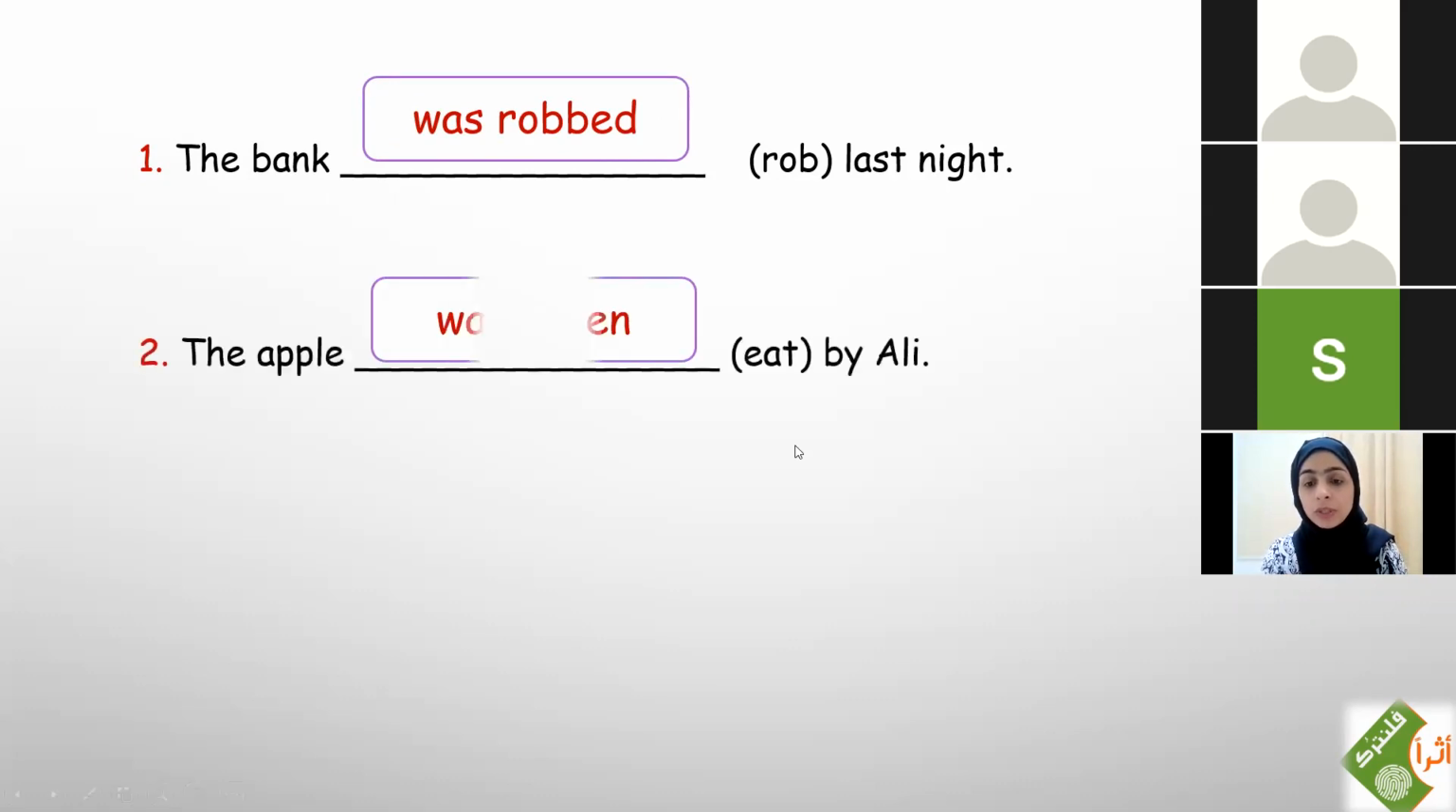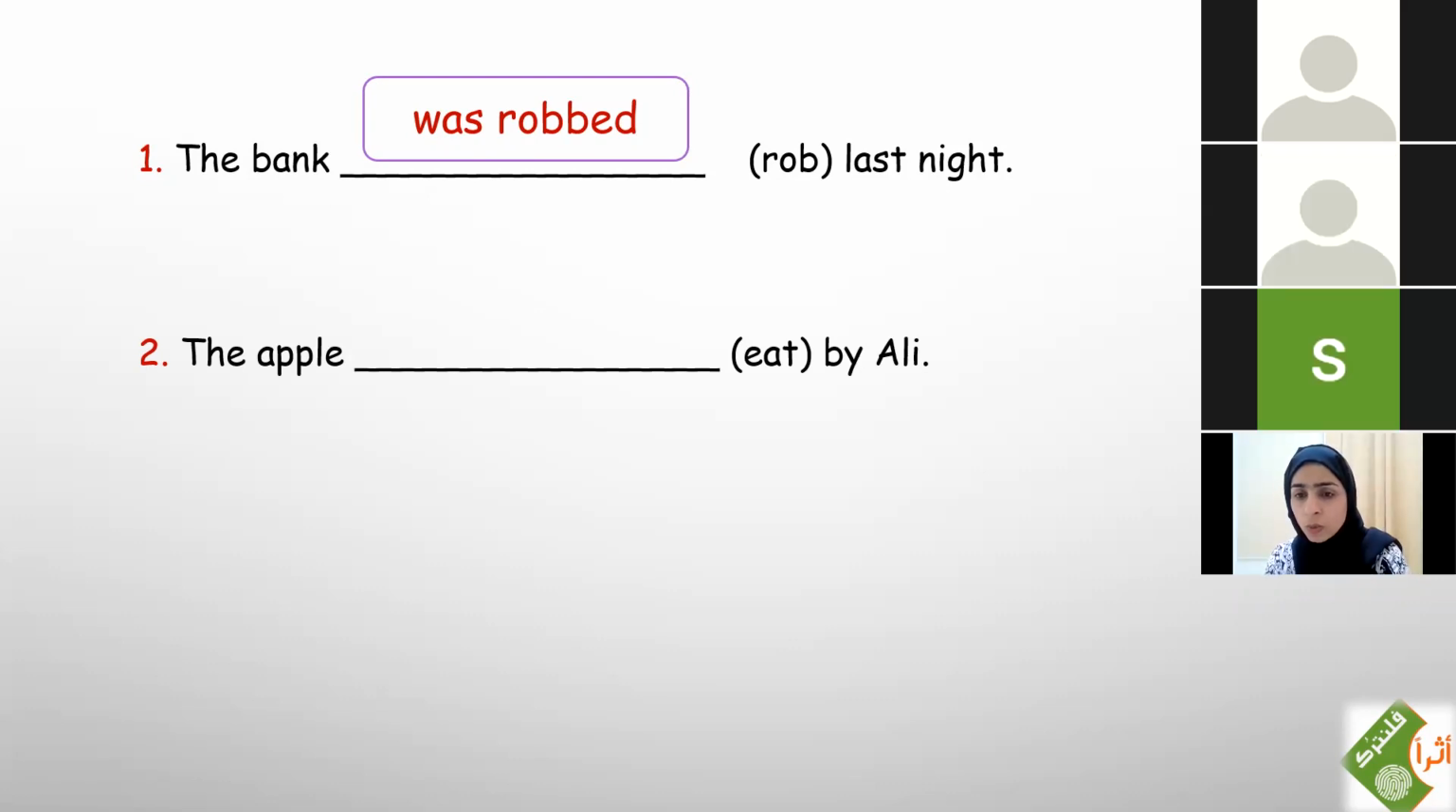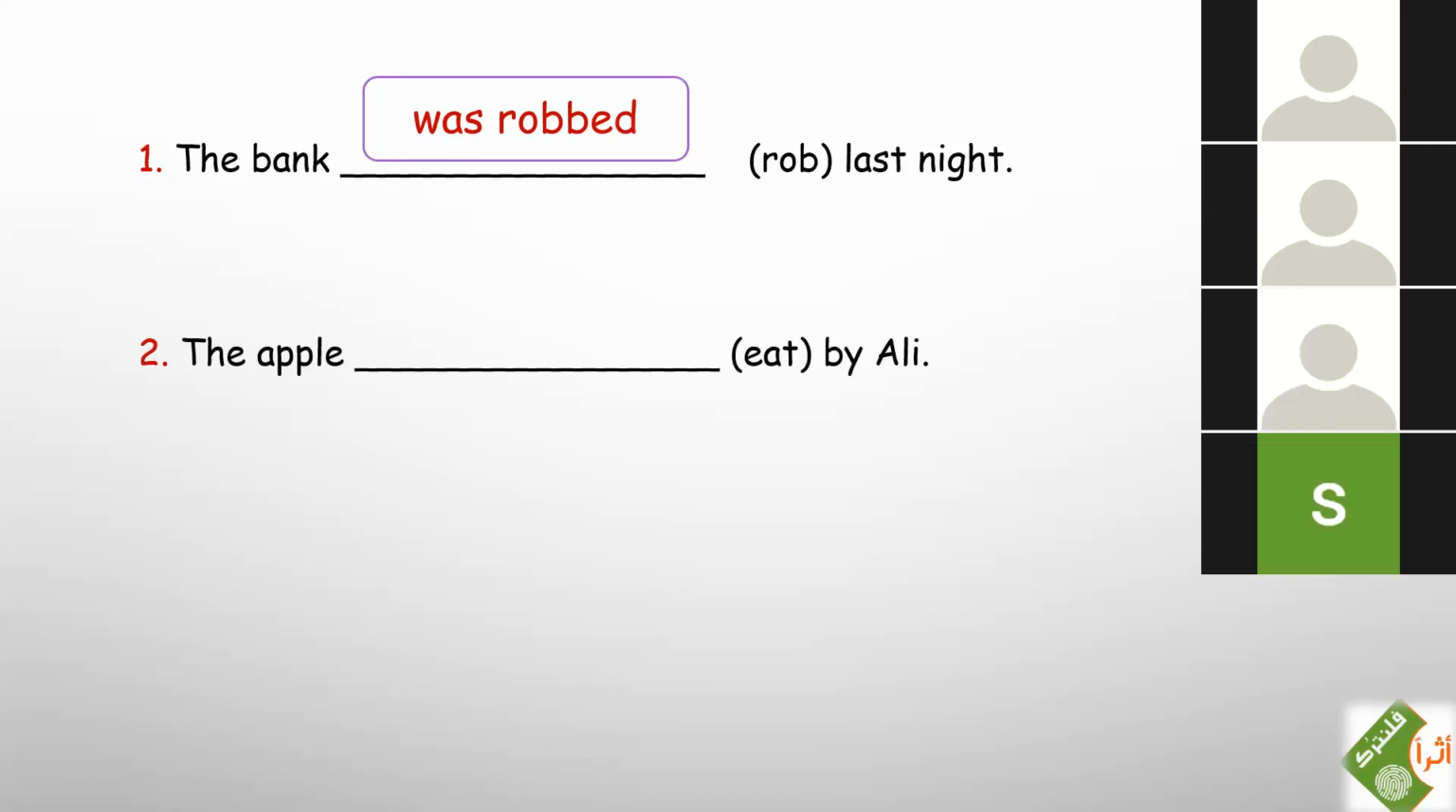And this time will be with you, Awatif. Awatif, the apple eat by Ali. Awatif is not here. Al-Yaqeen? Al-Yaqeen Ahmed? Someone named iPhone. iPhone, are you with us? Who are you, please? Can you unmute and tell me the answer?